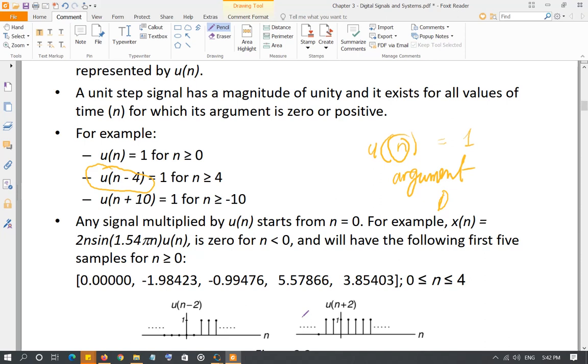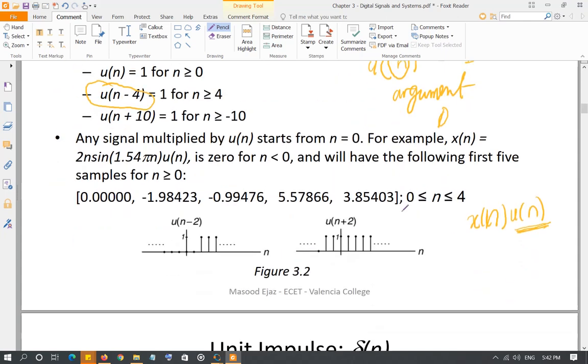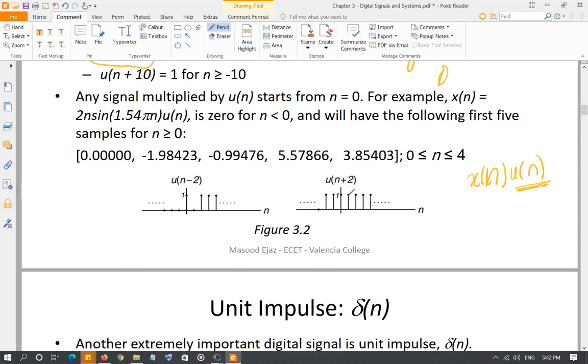So many times, if you want to show that a function is starting at 0, we just write down x of n, u of n. And this shows that the function is going to start at 0, because u of n is going to be 1 at 0 and all the positive values. But for values of n less than 0, this function value is going to be 0. So it will not have any value for n less than 0. Okay, so these are some unit step sequences based on when the argument becomes 0 or positive.